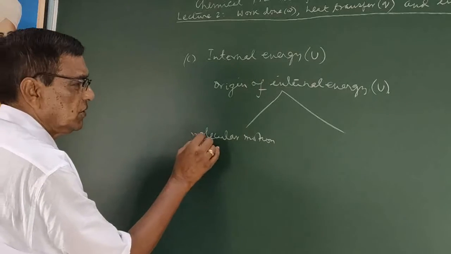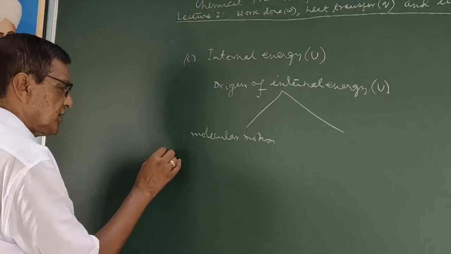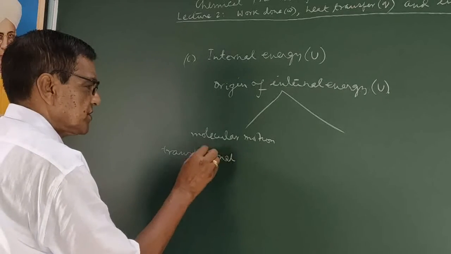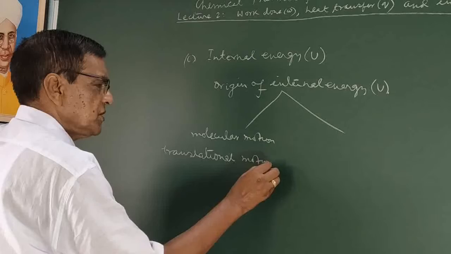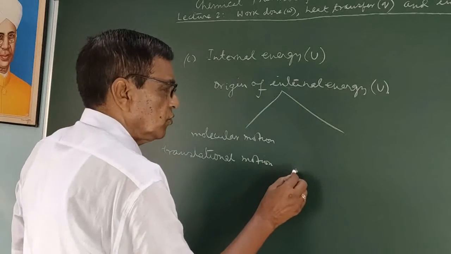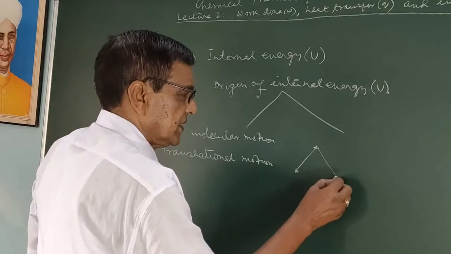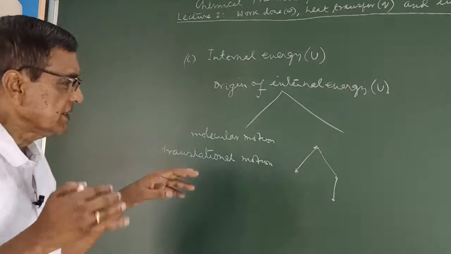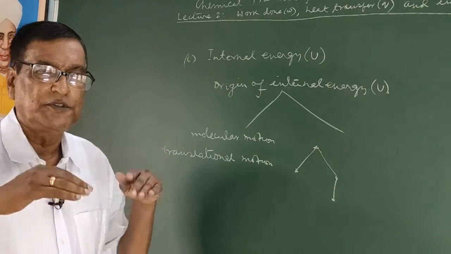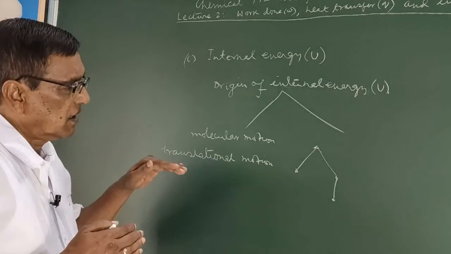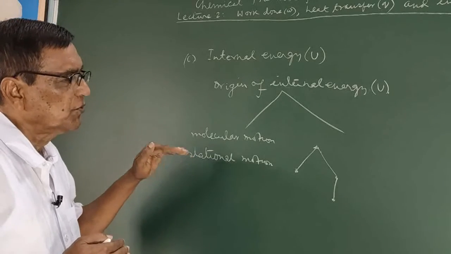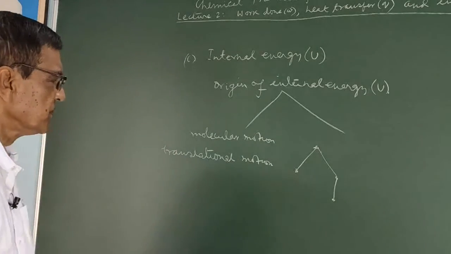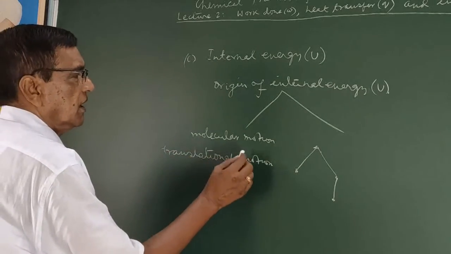And this molecular motion may be a translational motion. Translational motion means a molecule goes here and comes here and moves in this way. It is the motion of the molecule when it moves from one point to another point in space, and it is the translational kinetic energy.